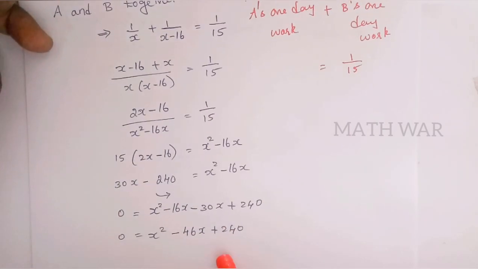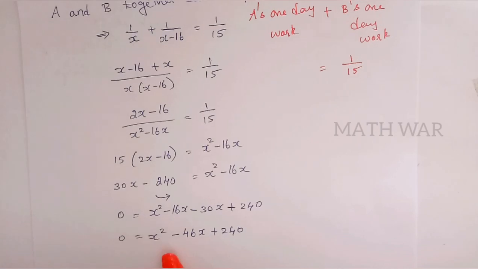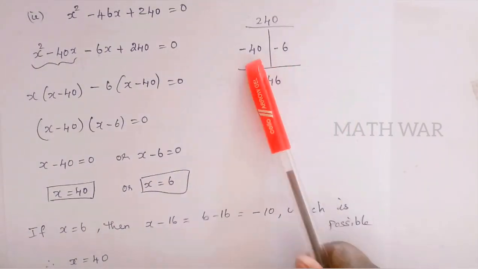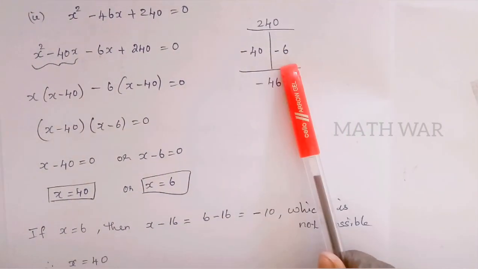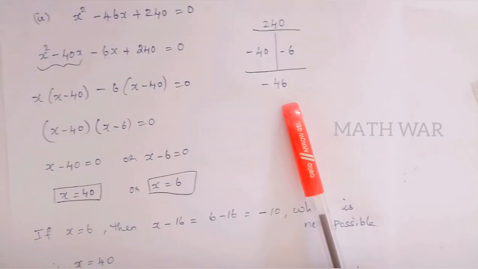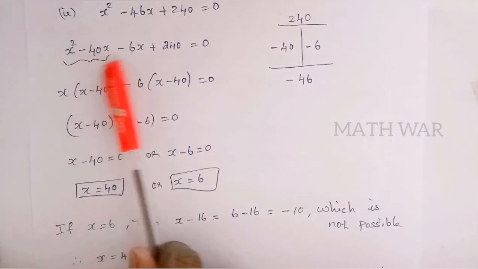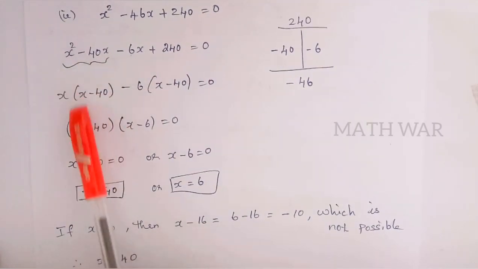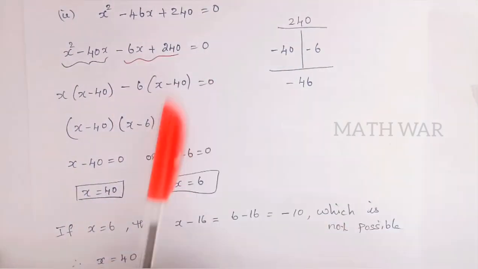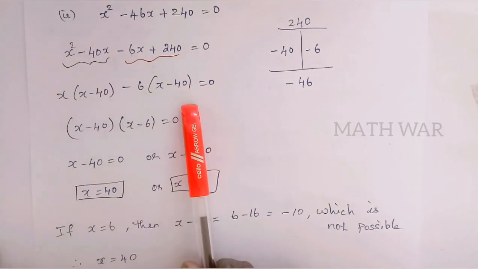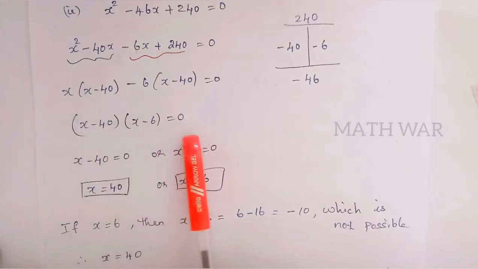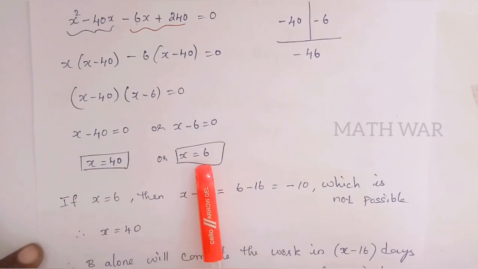After simplifying everything, we got a quadratic equation: x square minus 46x plus 240 equal to 0. Using the factorization method, the factors are minus 40 and minus 6, such that if we multiply we get plus 240 and if we add we get minus 46. So x square minus 40x minus 6x plus 240 equal to 0. From the first two terms take x outside, from the second two terms take 6 outside, so x minus 40 will come. So x minus 40 is common. X minus 40 into x minus 6 equal to 0. That is x equal to 40 or x equal to 6 we got.